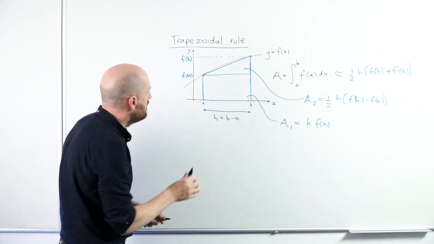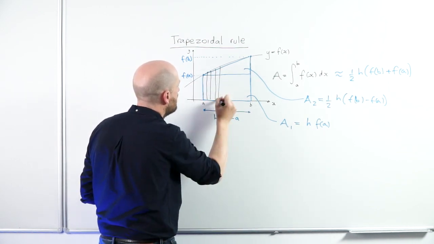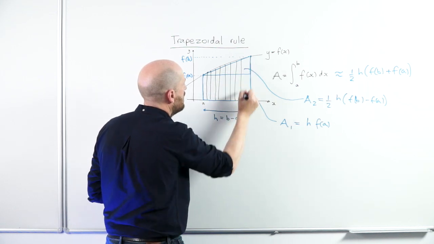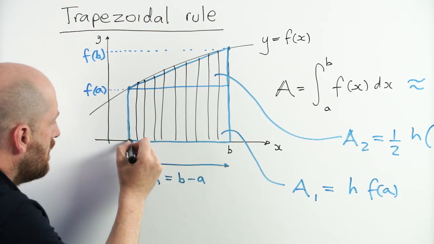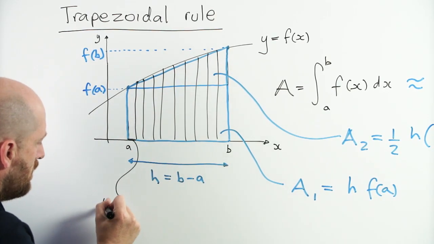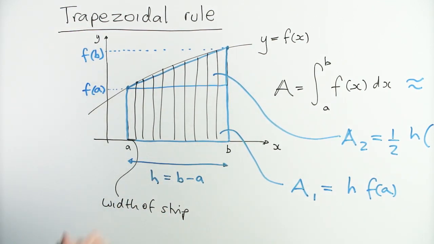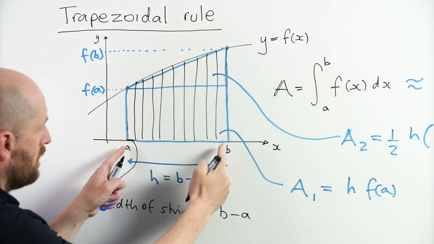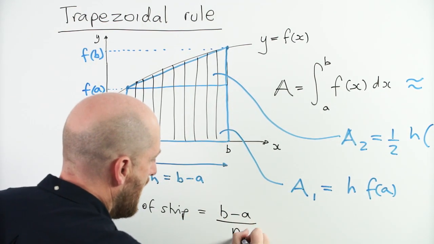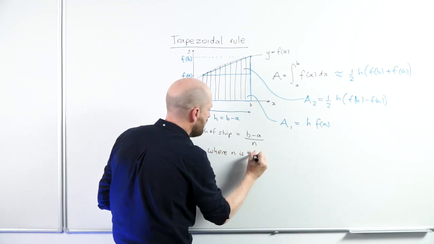Okay, so that's a very simple example of just taking one shape between a and b. What if I now subdivide this into lots of strips and do the same thing for each strip? Each strip now has a width which depends on how many strips I've got. Let's say I've got n strips. The width of each strip is b minus a, the total length, divided by n, where n is the number of strips.